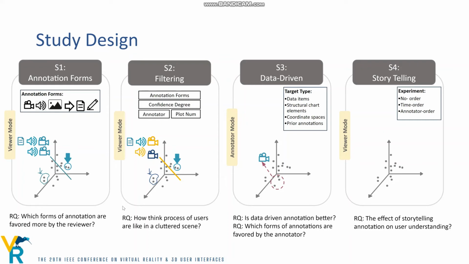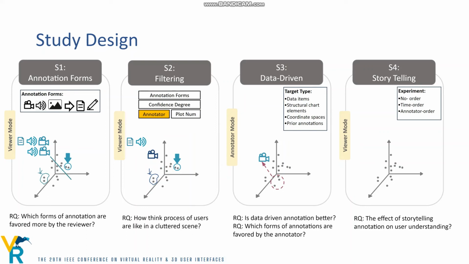In the first study, we want to compare different forms of annotation to find out which form of annotation is favored more by the viewer. In the second study, we want to evaluate user behavior and their priorities in a cluttered scene using a filtering technique. So users can filter some of the annotations based on annotation form, confidence degree of the annotator, or plot number. Here we want to, for example, filter some of the annotations based on the annotator.